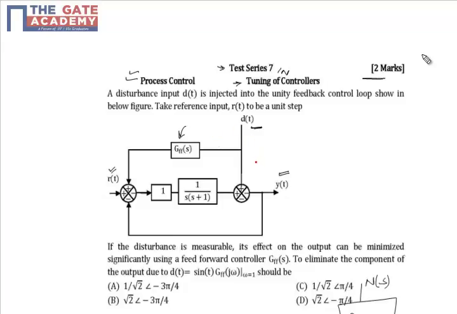We are asked to find the system: what is the frequency, the phase shift and the amplitude, so that the error will be less with respect to d of t. So we need to minimize the error with respect to d of t. This is the question which is asked. So we know that we have to calculate the error.